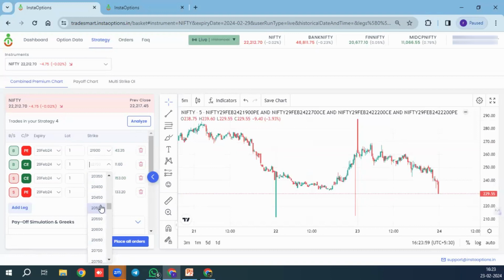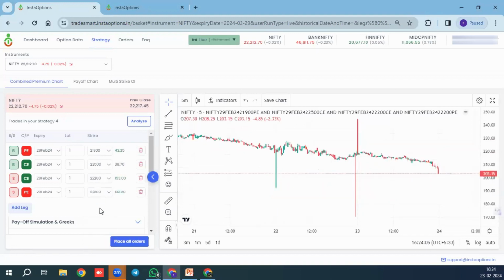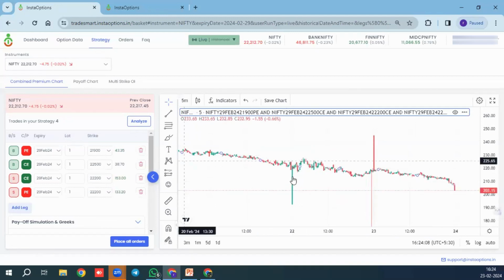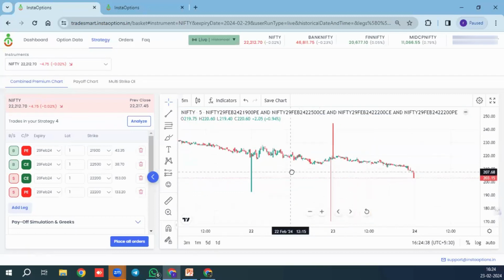22,200, 22,500. Yes. So in this case, you can see that was slightly volatile, but this chart is smoother. Because when the market is moving on the upper side, your call premium is going to increase, and your hedge is also going to give you a slight buffer. Okay. So this is what we can do.